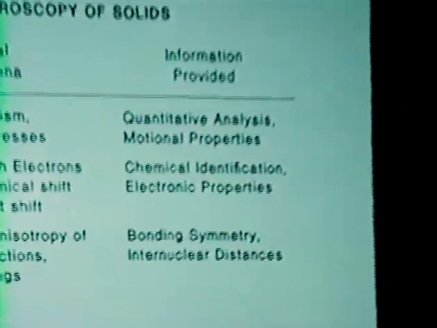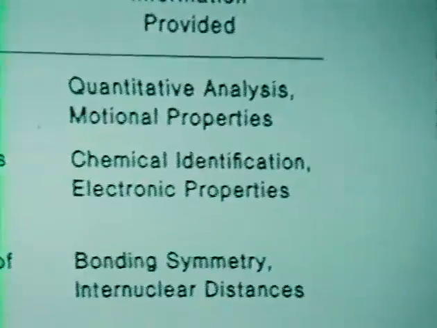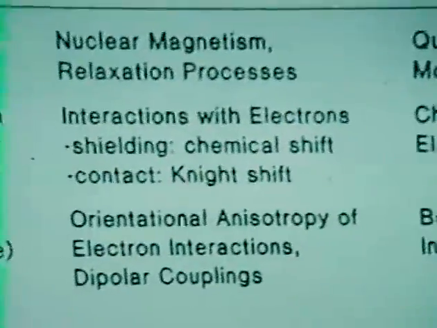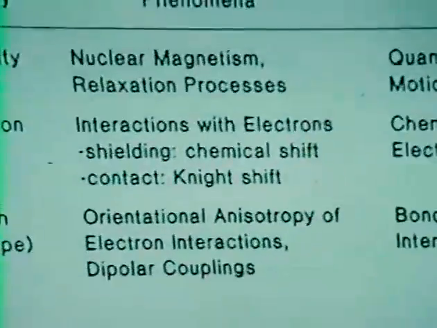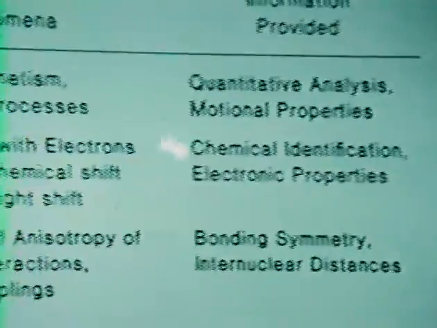When you're working with metals, we have another interaction, the electron-nuclear contact shift, also known as the Knight shift, indicative of being in contact with metals, or particles that have a metal band structure. This information provides chemical identification. We're all familiar with that through organic liquids, and the electronic properties of the metal.